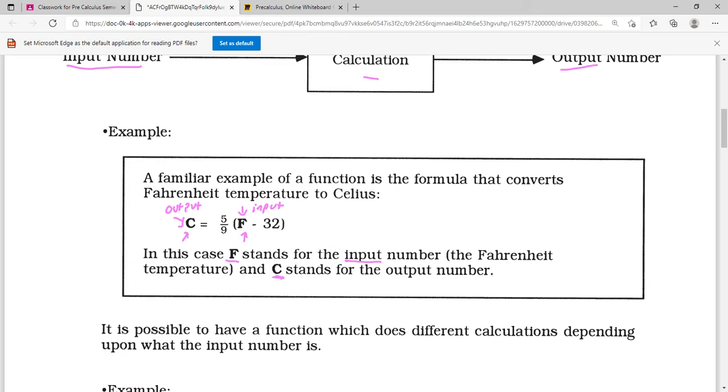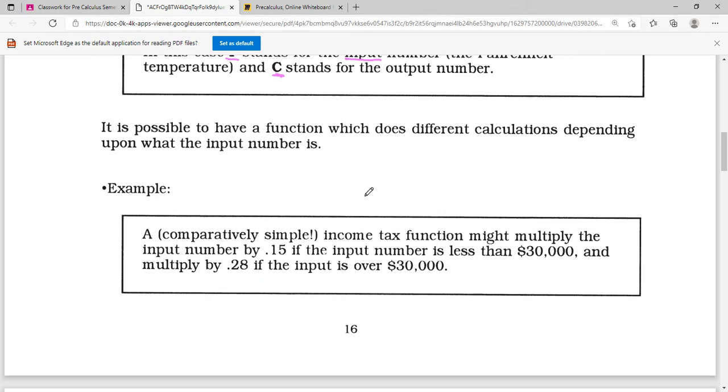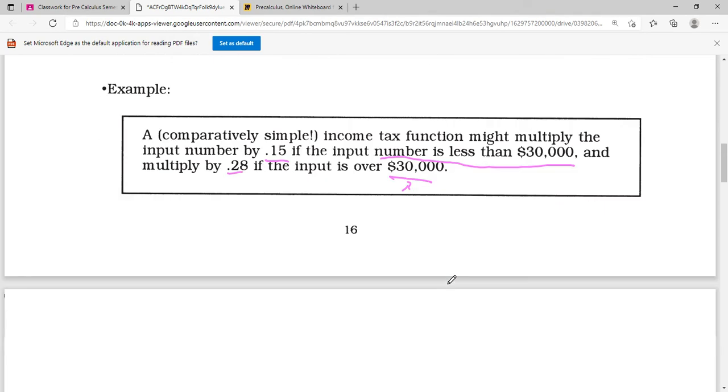It's possible to have a function which does different calculations depending upon what the input number is. So a comparatively simple income tax function might be: multiply the input number by 0.15 if the number is less than 30,000, and by 0.28 if the number is over 30,000. So depending on what the number is, our function is going to be different.